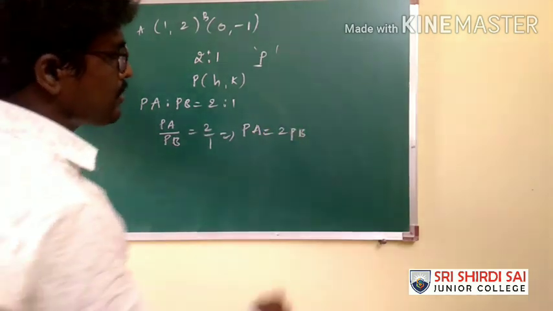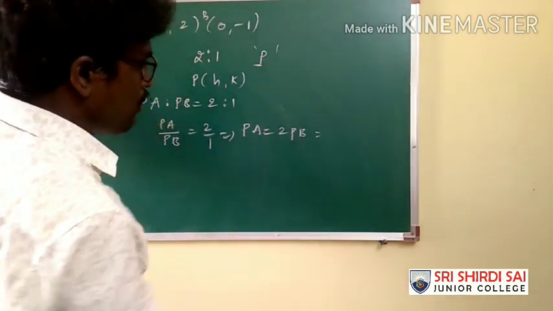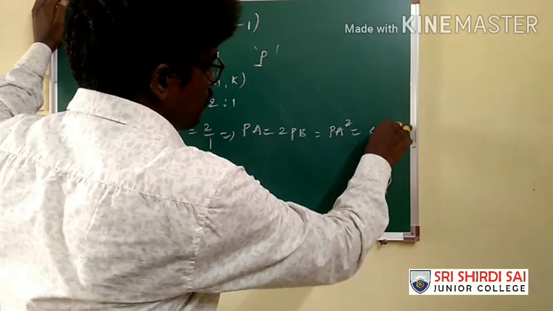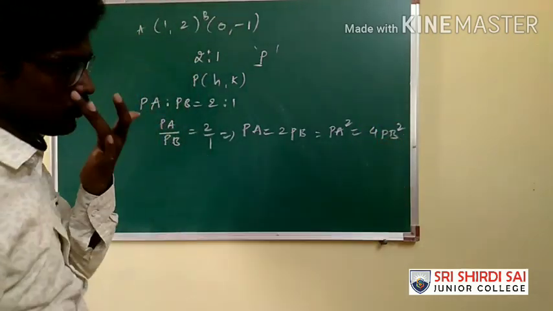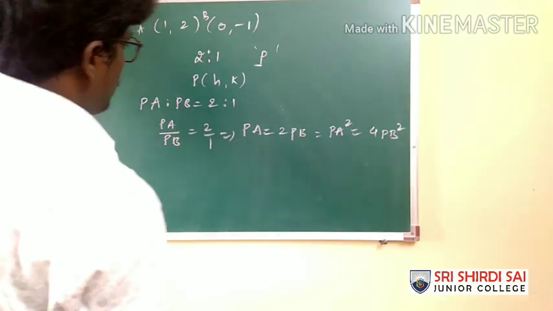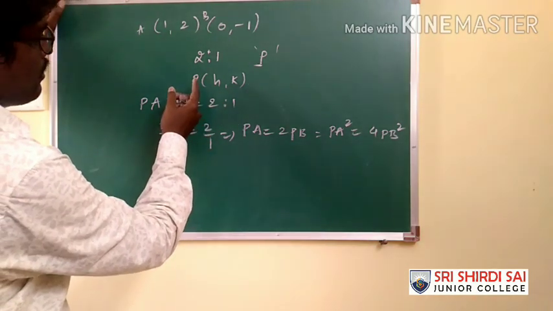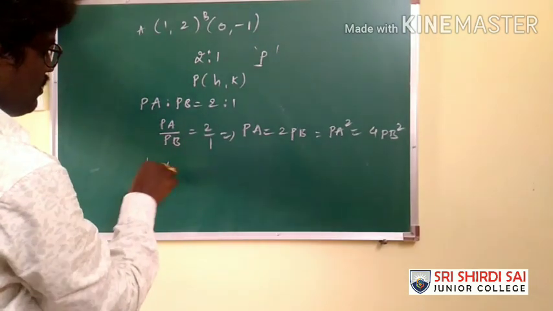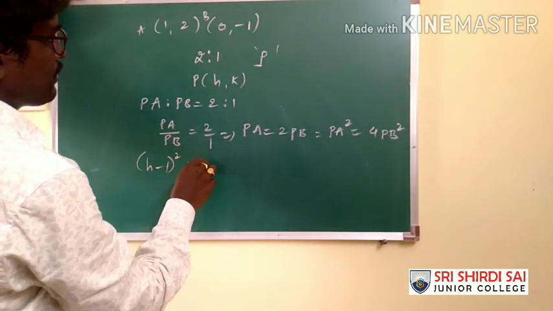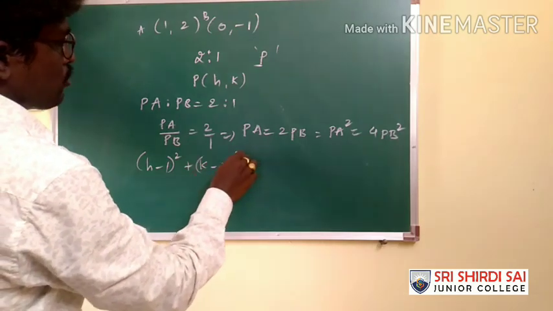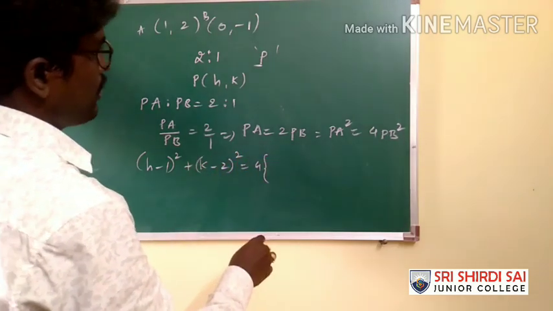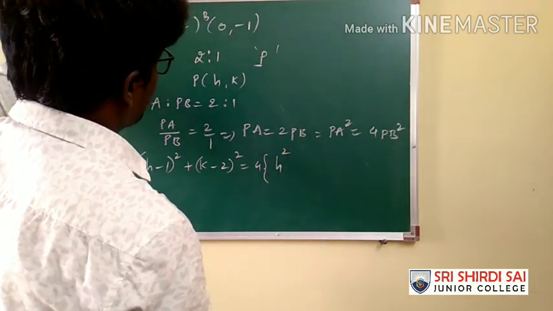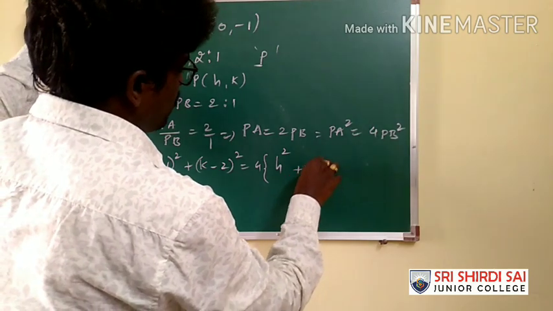In order to eliminate the square root in the distance formula, what shall we do? We'll take squaring on both sides, so that PA square is equal to 4PB square. Please write what is PA square, the distance between P and A squared, nothing but there won't be any square root, so that I will be getting (h minus 1) whole square plus (k minus 2) whole square is equal to 4 times of (h minus 0) whole square plus (k plus 1) whole square.